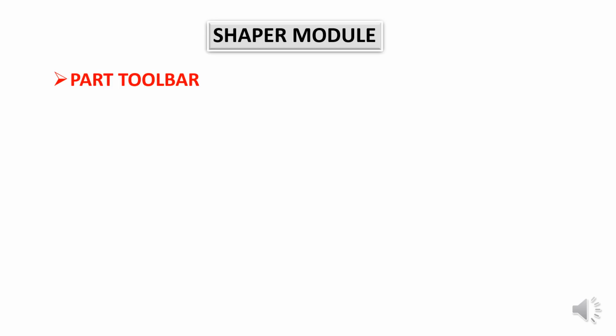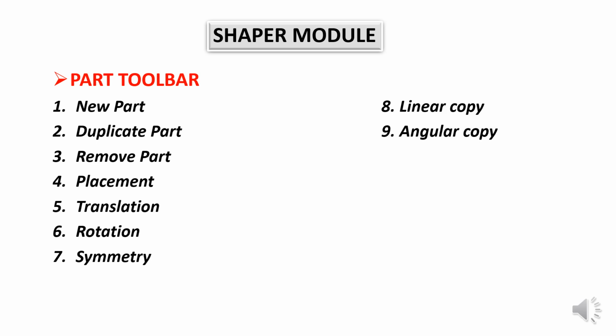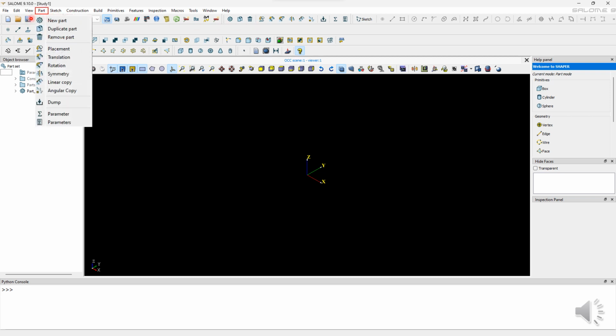In this video, we will explore the part toolbar of Salome software in the Shaper module. To access these tools, from the main menu bar, select Part and a drop-down menu bar will be opened, where you can select the tool.